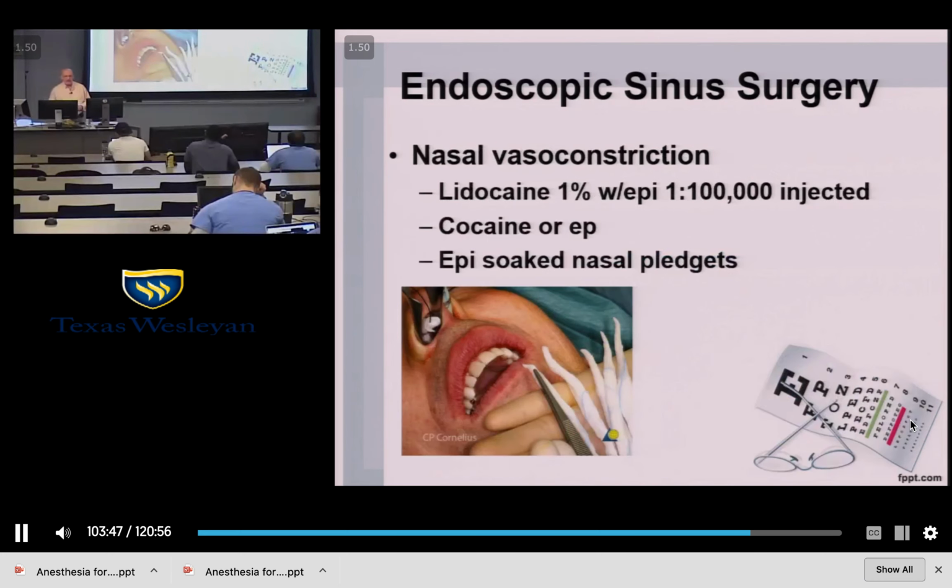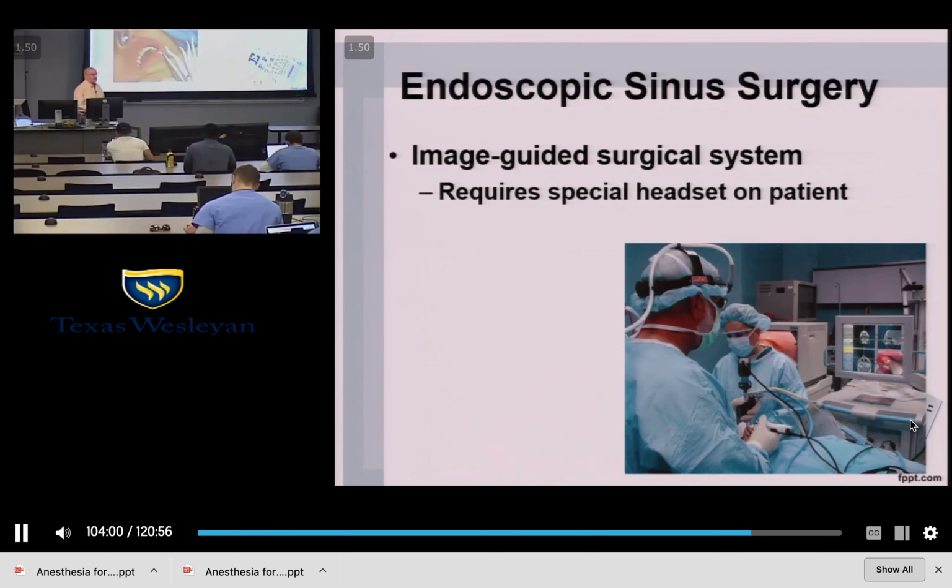That patient's most likely asleep and has not been intubated yet. That's why the mouth looks like that. It's just not that the patient's awake and having these shoved in their nose. This is the picture I was going to tell you about: there's all kinds of mapping done to avoid the orbits when doing endoscopic surgery. So they have an image-guided surgical system for this.